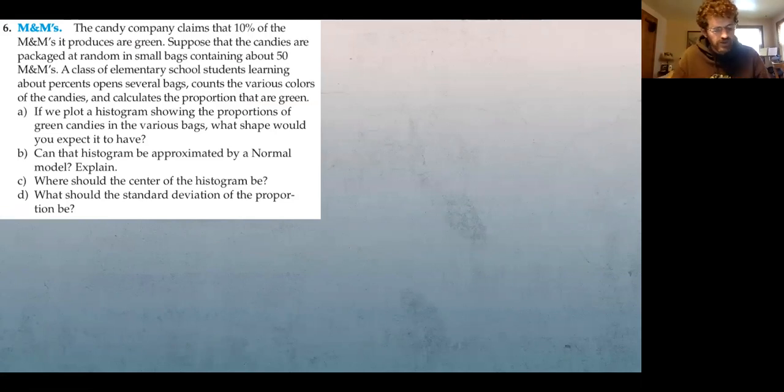The candy company claims that 10% of the M&Ms it produces are green. Suppose the candies are packaged at random in small bags containing about 50 M&Ms. Hey, this is looking very familiar. A class of elementary students learning about percents opens up several bags, counts the various colors of the candies, and calculates the proportion that are green. If we plot a histogram showing the proportion of the green candies in the various bags, what shape would you expect it to have?